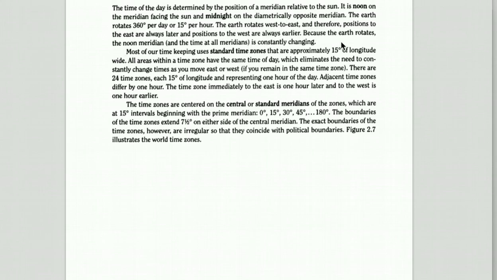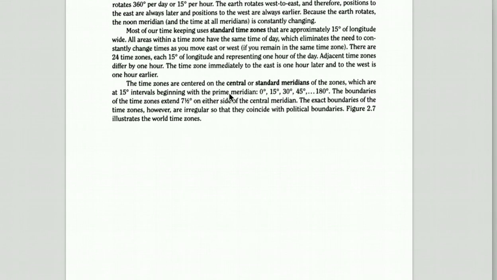This is the reason why. Because the Earth rotates, the noon meridian and the time at all meridians is constantly changing. Most of our time keeping uses standard time zones that are approximately 15 degrees of longitude wide. All areas within a time zone have the same time of day, which eliminates the need for constantly changing times as you move east or west if you remain in the same time zone. There are 24 time zones, each 15 degrees of longitude and representing 1 hour of the day. Adjacent time zones differ by 1 hour. The time zone immediately to the east is 1 hour later and to the west is 1 hour earlier.